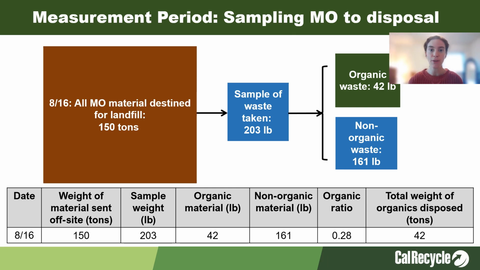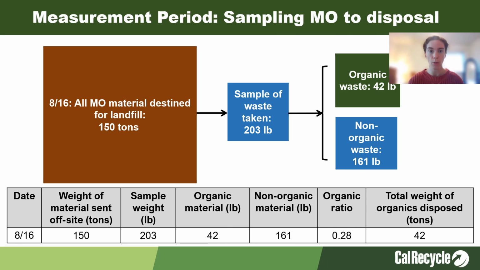So the first load of this material left the facility on August 16th. There was 150 tons in that load that was being sent off-site to landfill that day. A sample was taken of this outgoing load, and it was 203 pounds when we weighed that sample. Staff separated the organic waste from the non-organic waste and weighed those 2 material piles. They found that there was 42 pounds of organic waste and 161 pounds of non-organic waste.